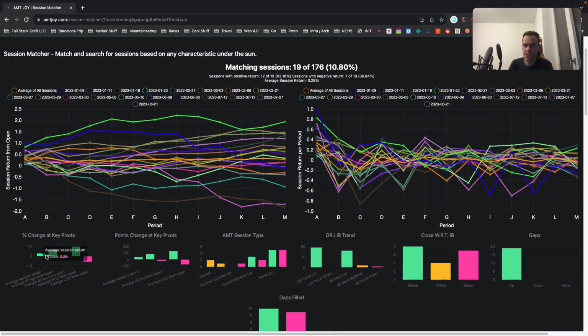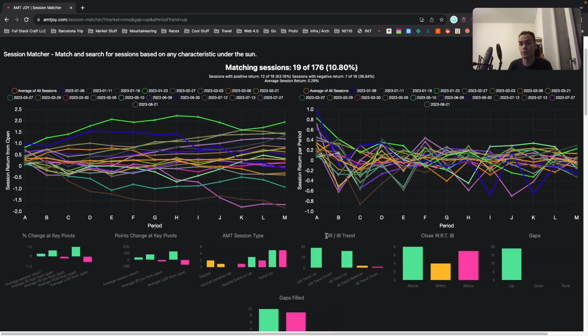And it'll tell you the averages. So we have the percent change of the overall session, the IB high, IB low, the high of day, and the low of day. And the same statistics, not in percent, but in actual futures points of whatever you're trading. We've got the AMT session type, of course, the trend of the opening range, and the initial balance. And right now, the opening range for us is the AMT opening range, which is the A period, so the first half hour of trading.